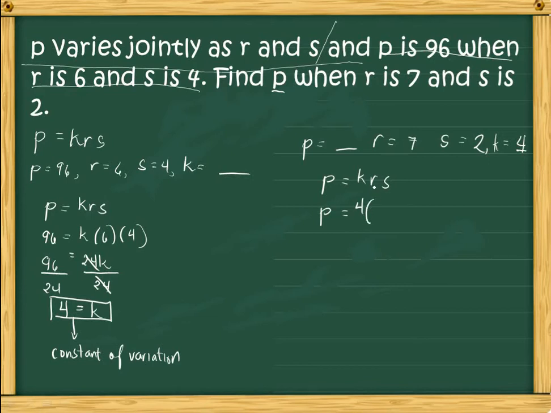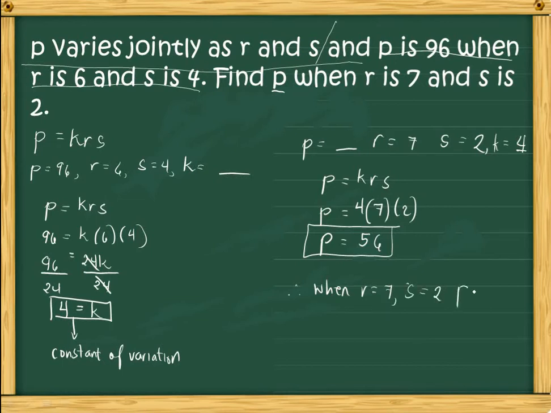Do we have the value of R? Yes, that is 7. And do we have the value of S? That is 2. So, let's simplify this one. 7 times 4 is 28. Times 2, that is 56. Therefore, when R is 7 and S is equals to 2, P is equals to 56.